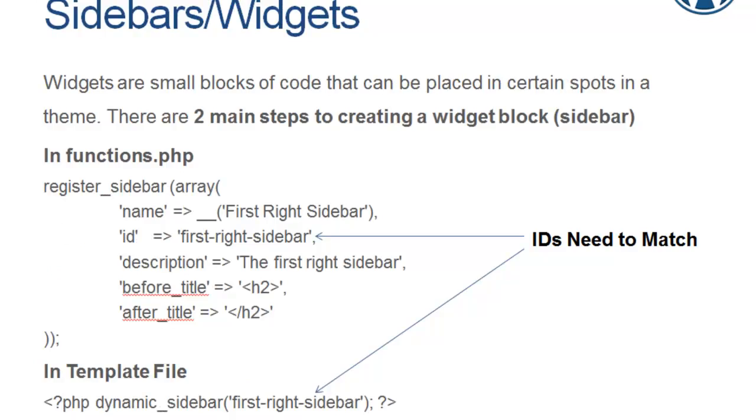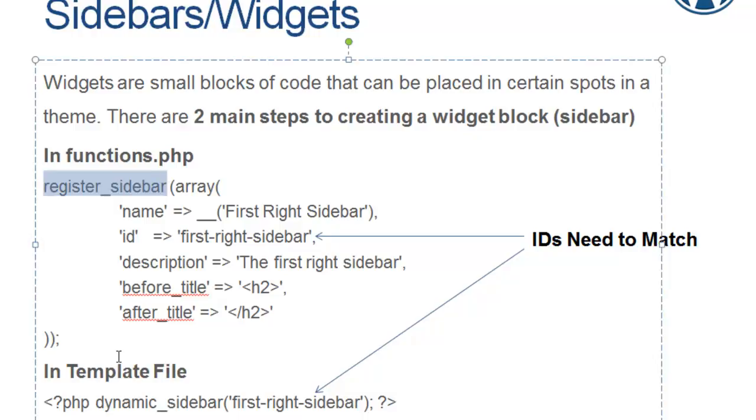So sidebars and widgets, we know that those are the small blocks of code that we can place on our site, usually in the right or left columns, but you can put a widget anywhere. And this is actually the code for the Functions.php file. Let's say we want a right sidebar, or the first right sidebar. What we would do is use this register sidebar function, which takes an array of values, and some of the values are the name, which will be first right sidebar, the ID, which is mandatory, would be first right sidebar but with no capitals and no spaces, just like any other ID that you would use for CSS or JavaScript.